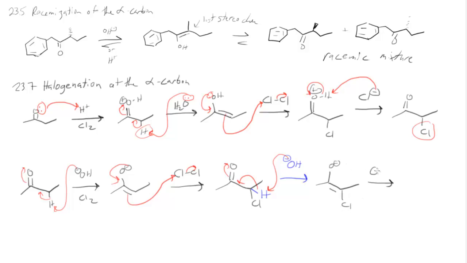That enolate can react with another molecule of chlorine. Electron pair comes back down, reforms the carbonyl. This electron pair comes out, gets chlorinated. That chlorine leaves. And now I've added two chlorines to my molecule.